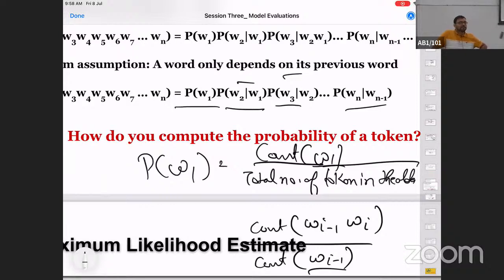So if you have all these values, you can always compute the probability of a sentence, right? If you can compute the probability of a sentence, you can just take its inverse, and it will be the perplexity. Is that correct? Any doubts?